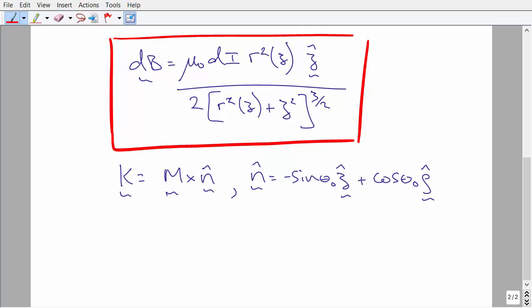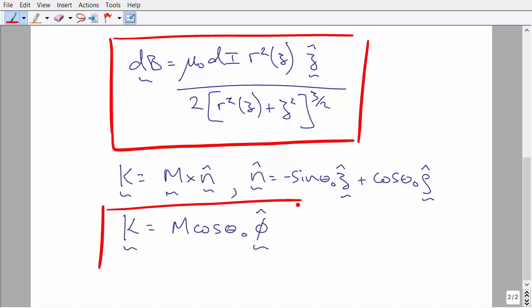Let's see, M is in the z direction, so when we take the cross product, the only piece that is going to matter is the z hat cross rho hat bit, and that's going to give us a phi hat term. So let's just write that out without any further ado. Let's say that K then is equal to M cos theta 0 phi hat. Okay, so there's K, and that's going to be an important intermediate result for us.